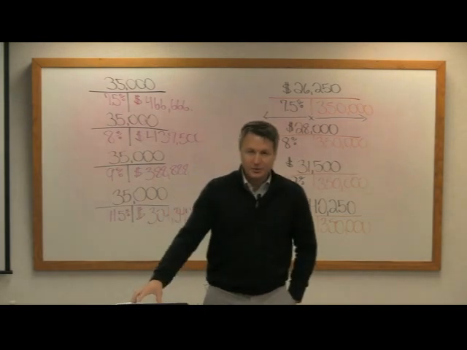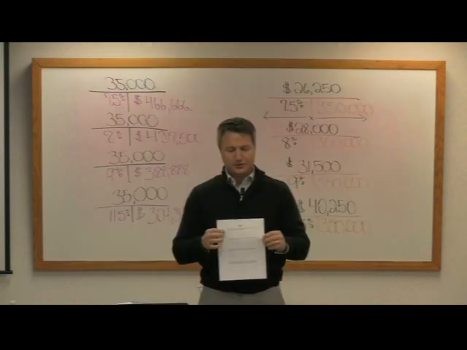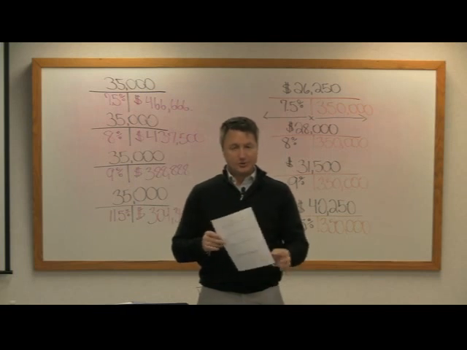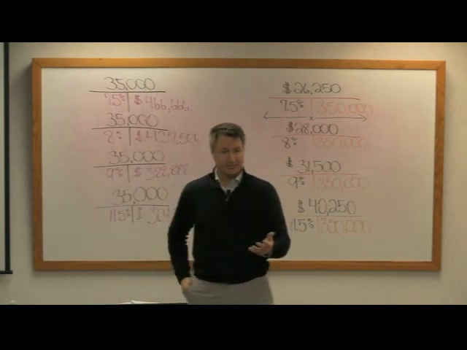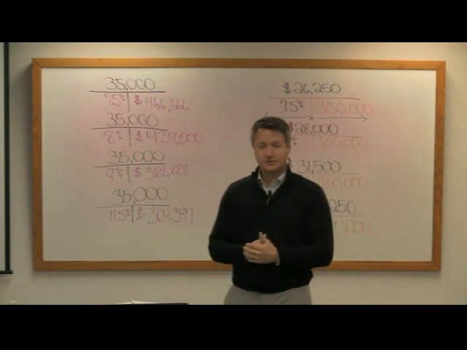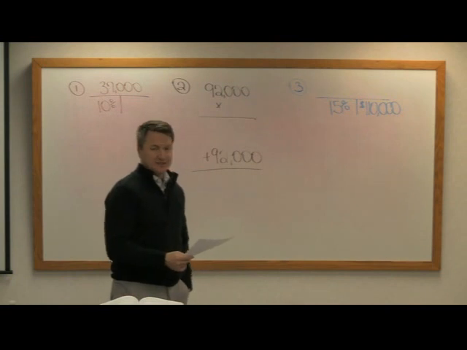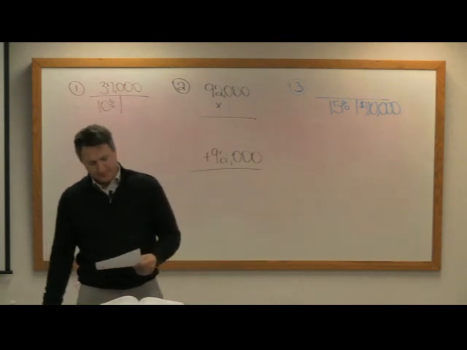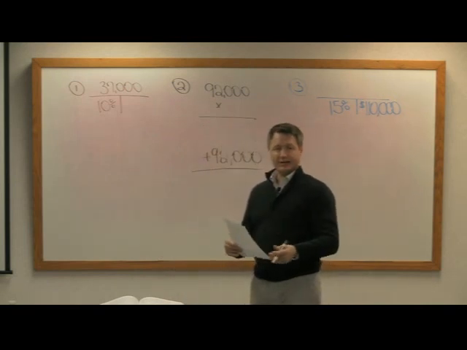So at this point, I'd like for you to take out the Chapter 16 math. It should have 4 story problems on it. What I want you to do is work through the first 3, the top 3. The bottom one, number 4, we're going to do after we get through the next couple slides, because we're going to talk about straight line depreciation. So work through the first 3, and we'll go through them together. So in this Chapter 16 math, number 1, we got what?